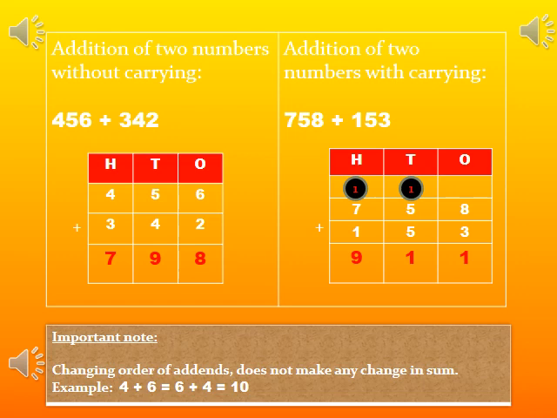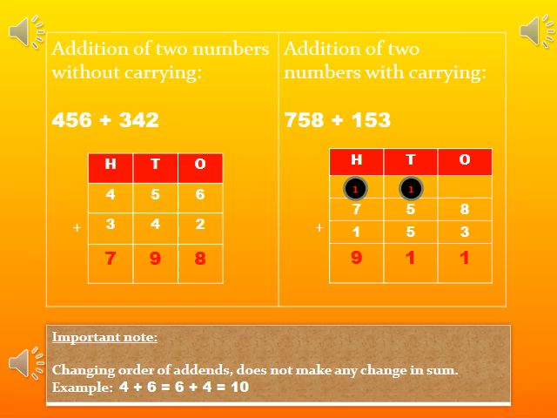Now you can see I have taken the numbers 758 and 153. You can see the children, these numbers are arranged in columns and we have to start addition from right hand side. Means first we have to add ones place, then tens place, then hundreds place.